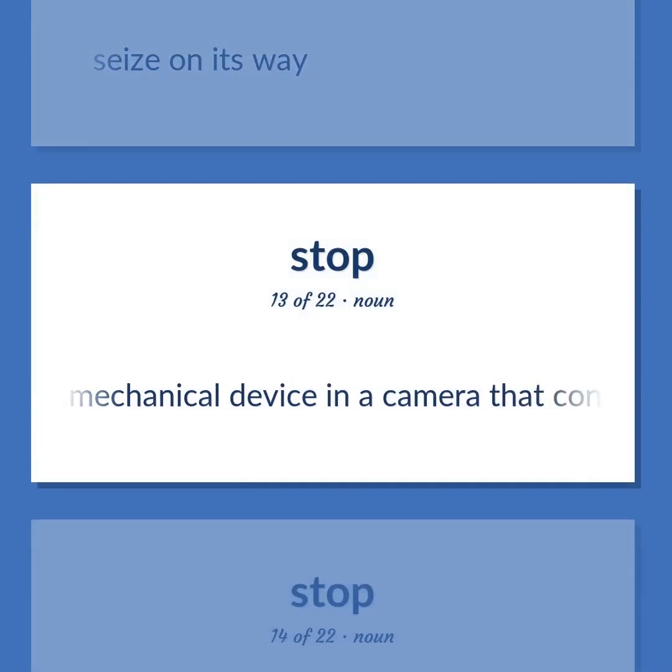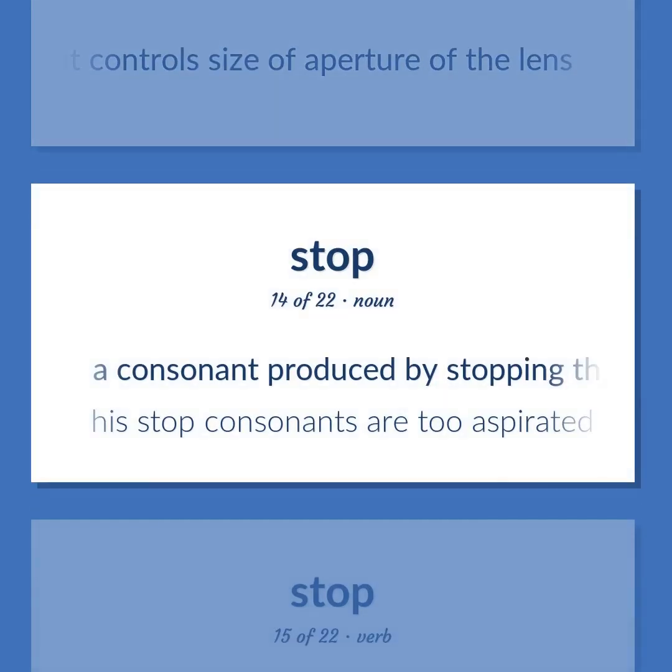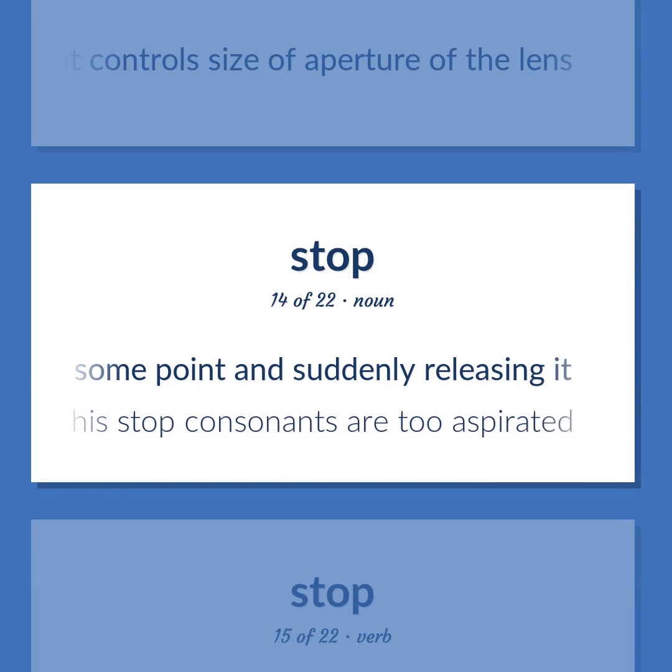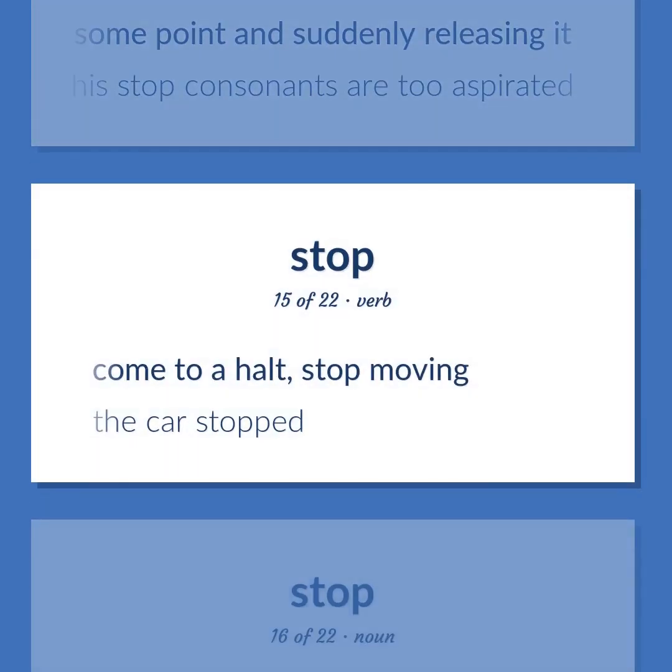A mechanical device in a camera that controls the size of the aperture of the lens. A consonant produced by stopping the flow of air at some point and suddenly releasing it. His stop consonants are too aspirated. Come to a halt, stop moving. The car stopped.